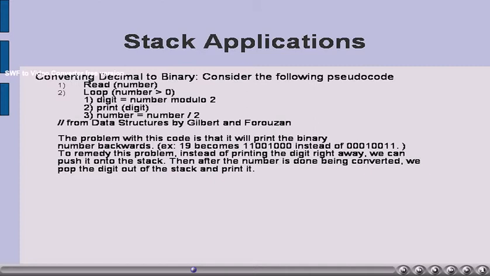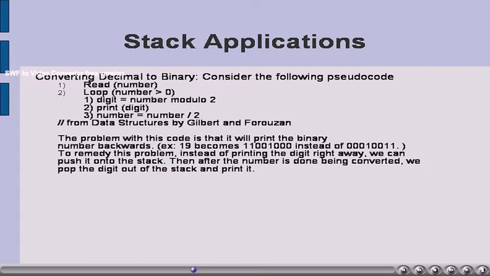For example, let us assume that we take the number as 19. First time 19 modulus 2, that is 1, will be pushed into the stack. Then number becomes 9. Again 9 modulus 2, that is 1, will be pushed into the stack. Then the number becomes 4. 4 modulus 2, 0, will be pushed into the stack. Then again the number becomes 2. 2 modulus 2 will be 0, that will also be pushed into the stack.